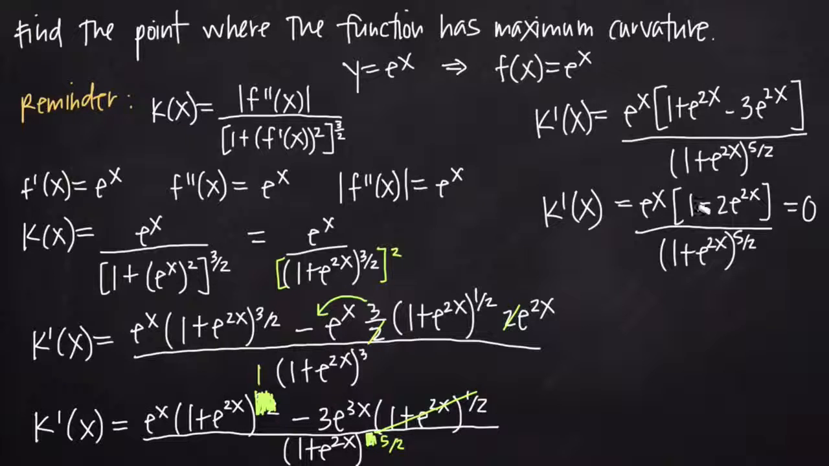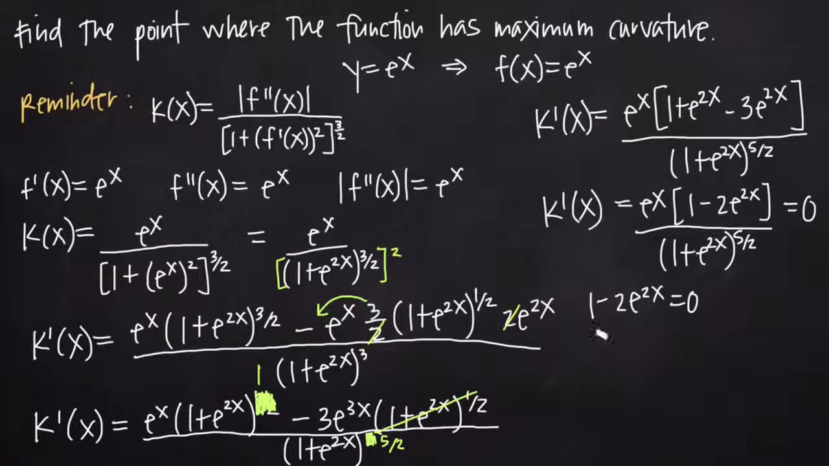Well, the numerator is equal to 0 if either e to the x equals 0 or 1 minus 2e to the 2x is equal to 0, because these are multiplied together. Well, we know that e to the x is never equal to 0, so we don't have to consider that one. Really, then that means we're just looking at points where 1 minus 2e to the 2x is equal to 0. So we can go ahead and solve this now for x.